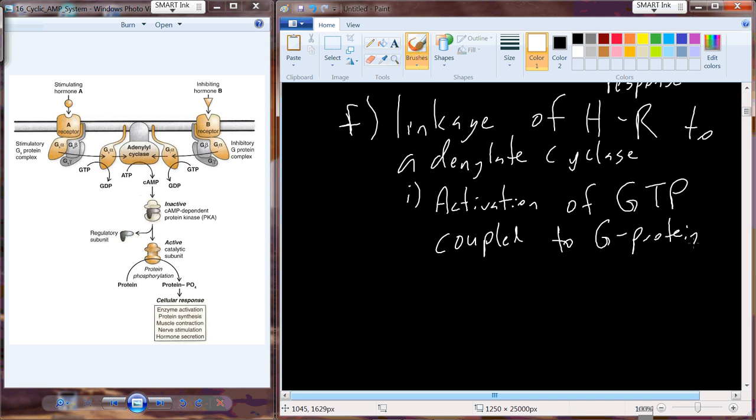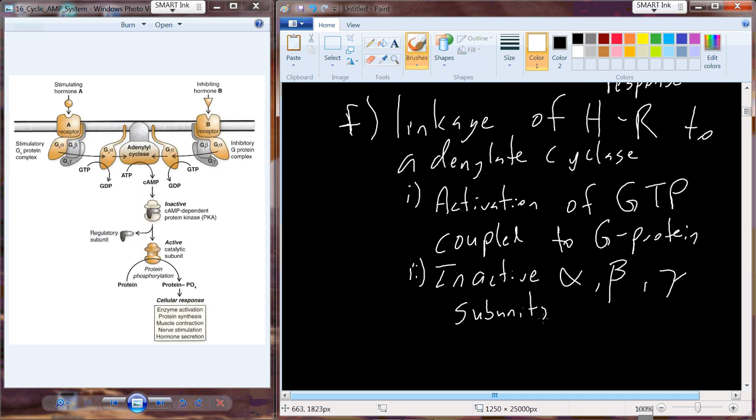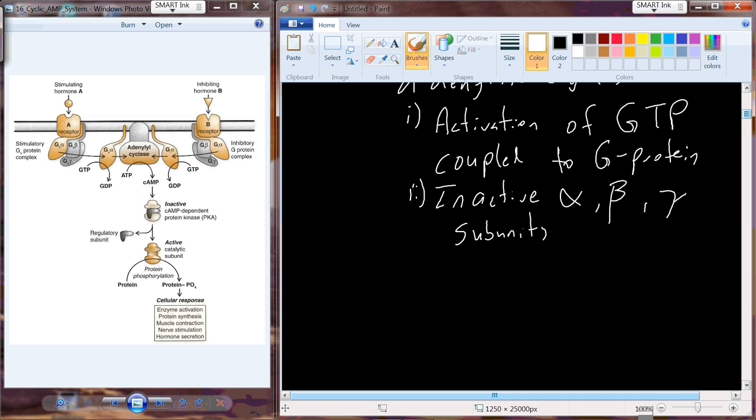We have to have this process where we take an activated GTP that's coupled to the G protein. The G protein is comprised of multiple subunits, and under unstimulated circumstances those subunits are classified as inactive. The main subunits are the alpha, beta, and gamma subunits. When there is no hormone bound to the receptor, you have a GDP molecule bound to the subunits that helps in the inactivation process.